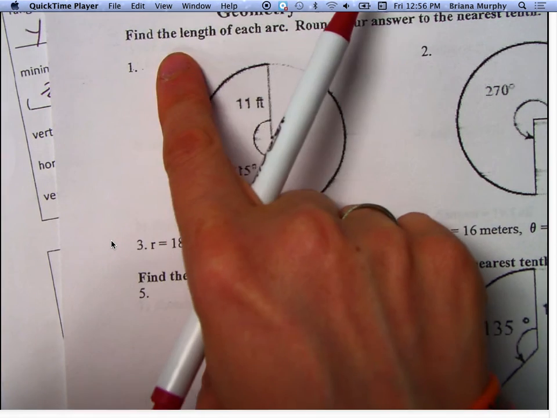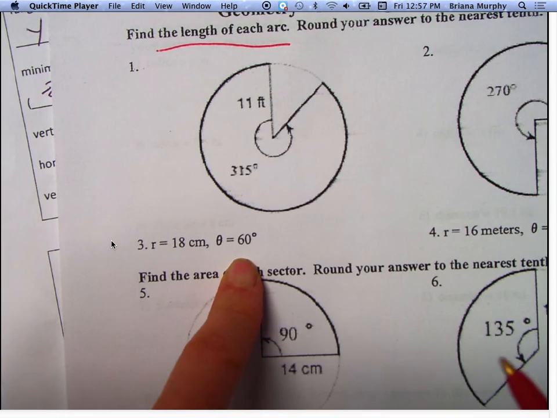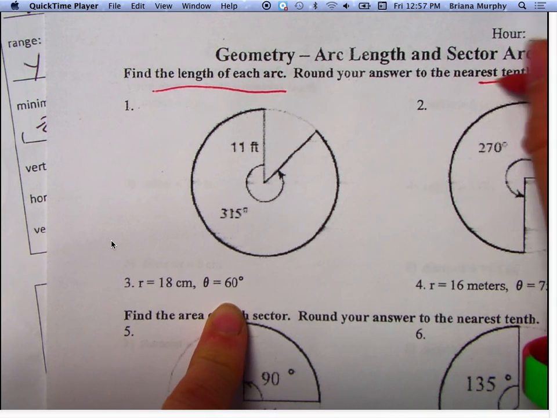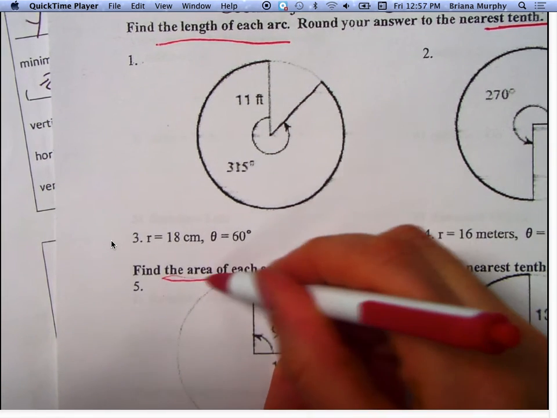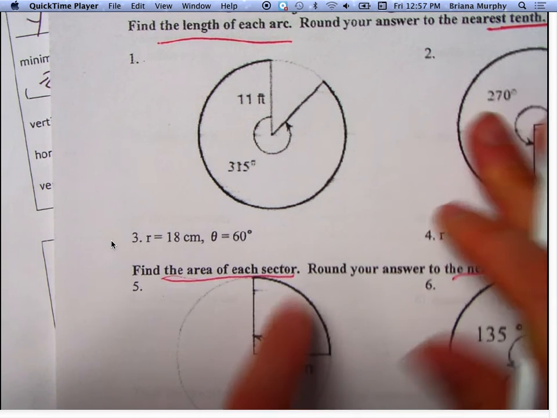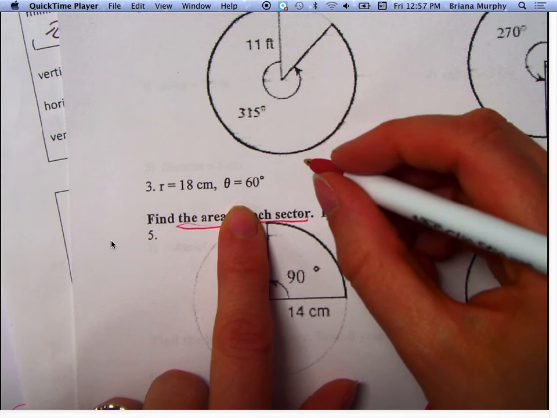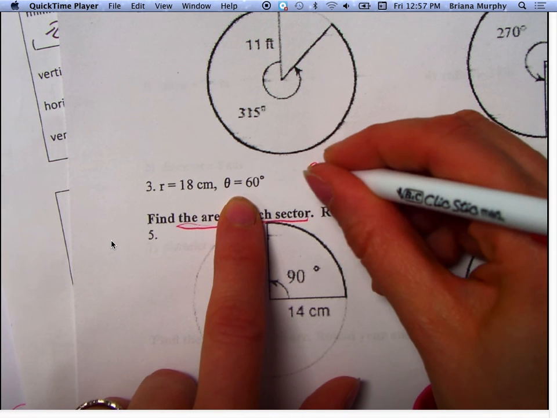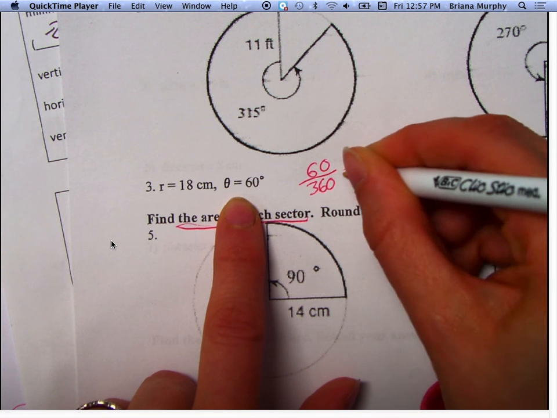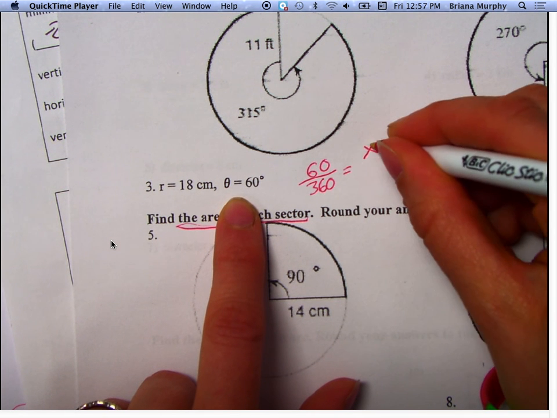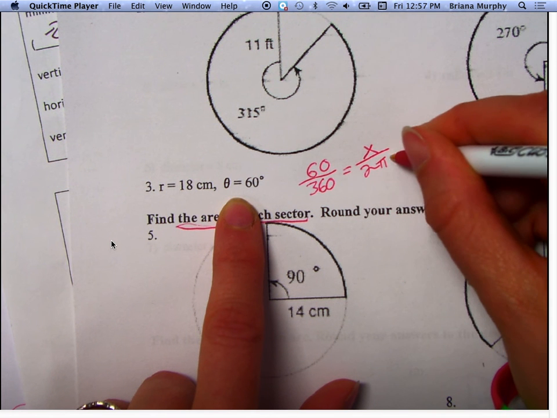Now, we have to read the directions carefully for these. This one says, find the length of each arc. And it does say round to the nearest tenth, which means 1 decimal place. The next one says, find the area of the sector, round to the nearest tenth. So this one talks about arc length. So that's like yesterday. So that is the angle, 60, over 360, equals the arc length, we don't know what it is, x, over 2 pi, r is 18.